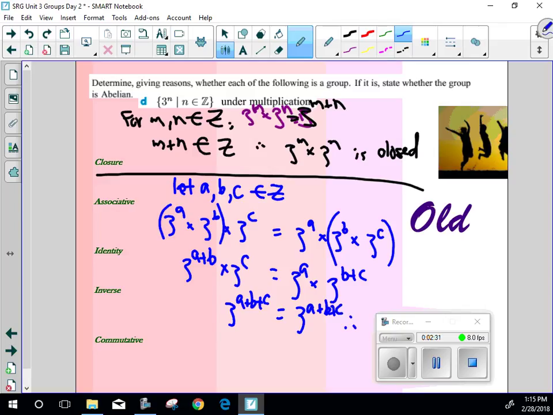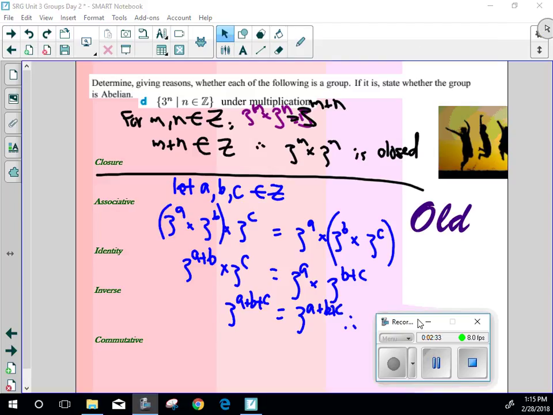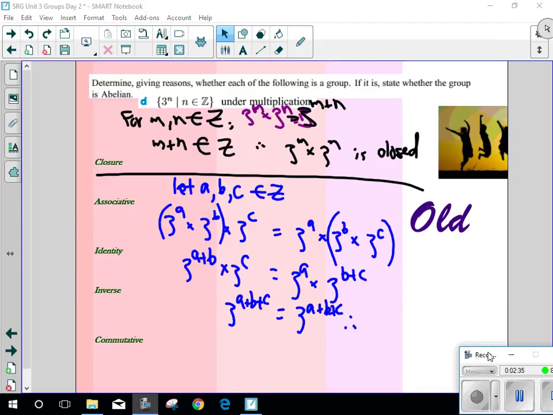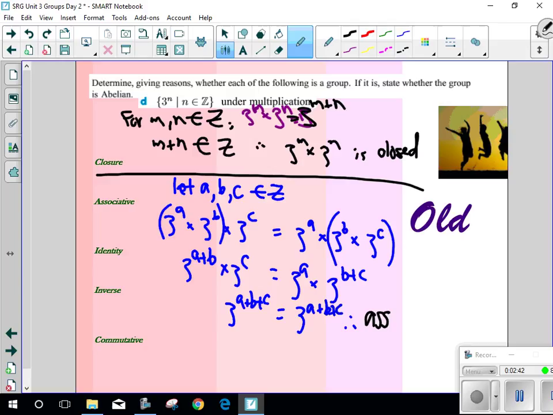Therefore, what does this mean? Yep, associative. And that's for all a, b, c element of the integers. Good. So we got that one done.